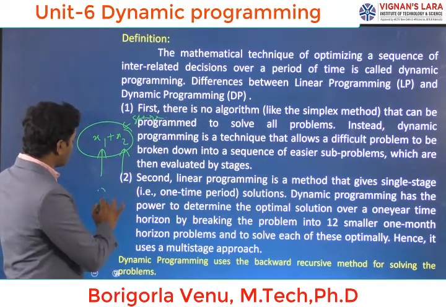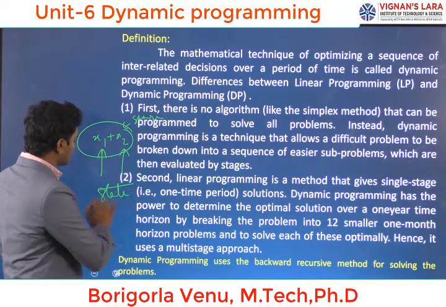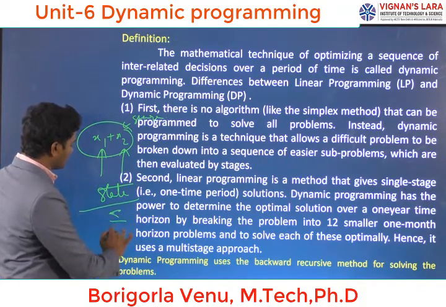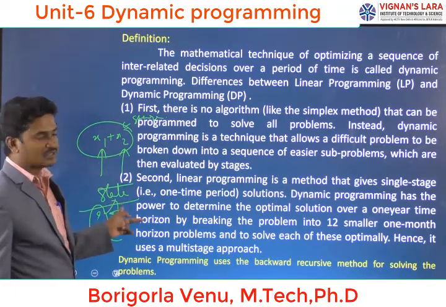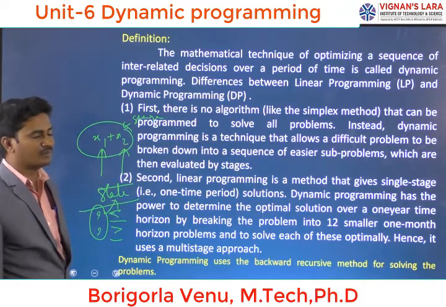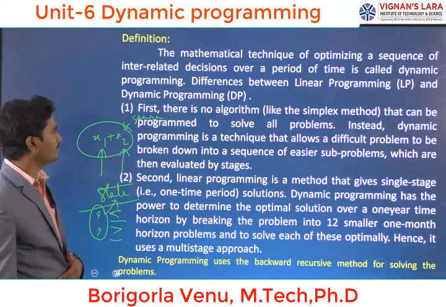And here we have another term, state. State means the constraints we have, less than, greater than or equal to constraints. If we have two constraints, it is a two-state problem. Here coming to the comparison of linear programming and dynamic programming problems.